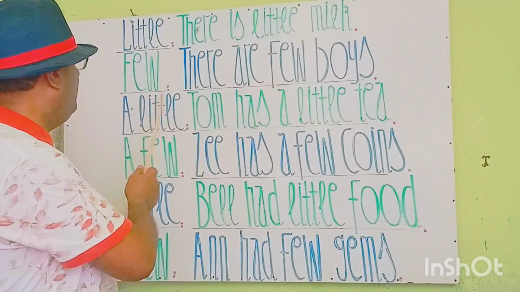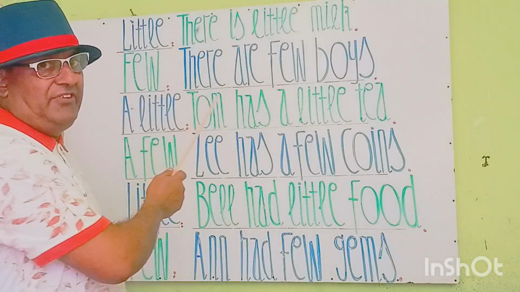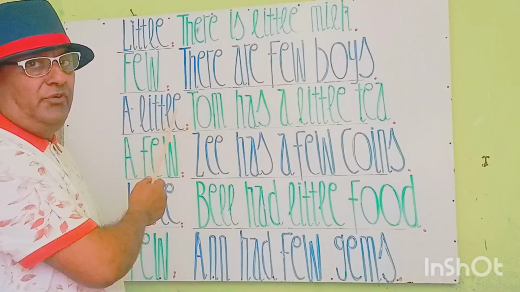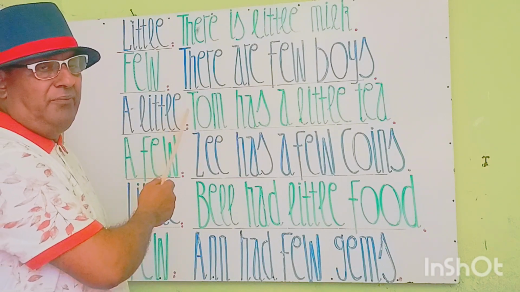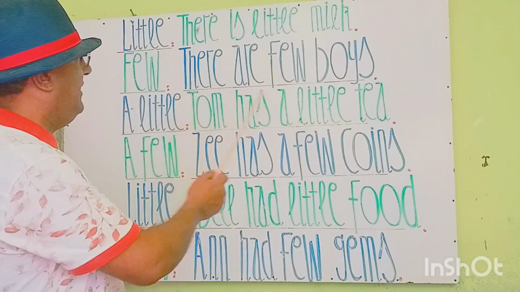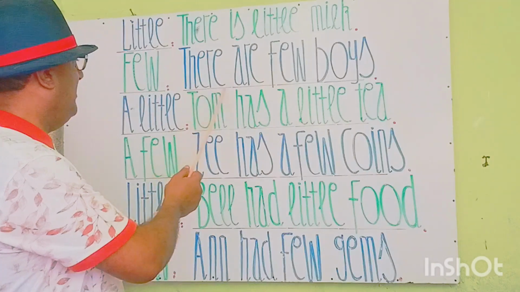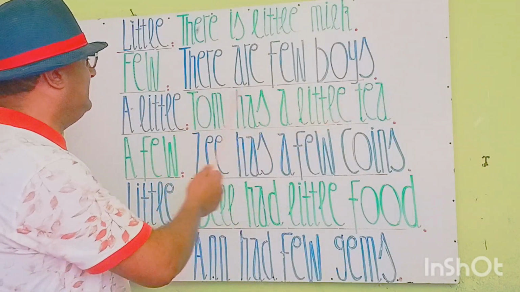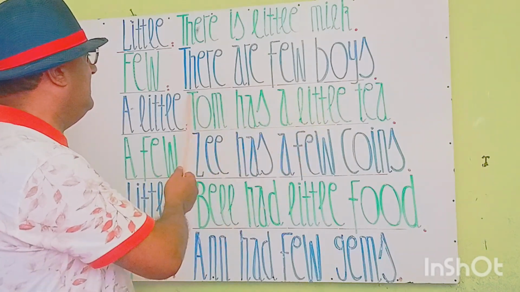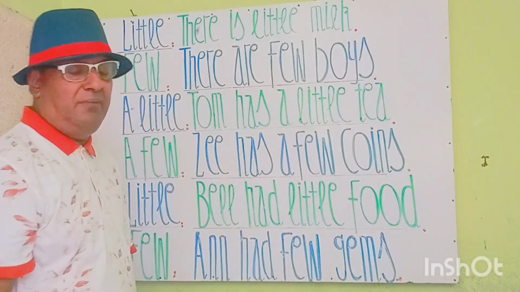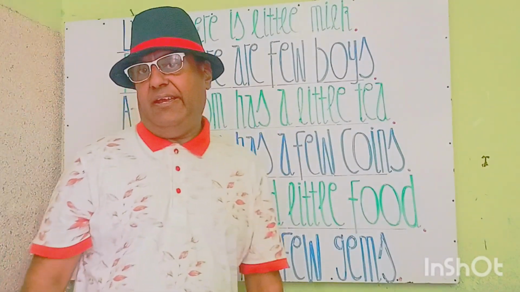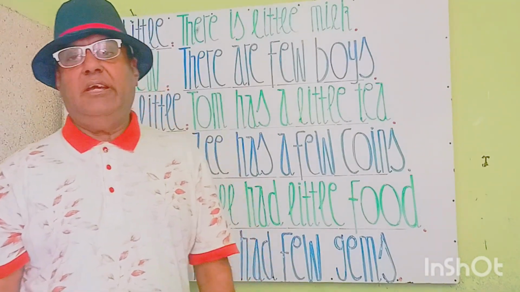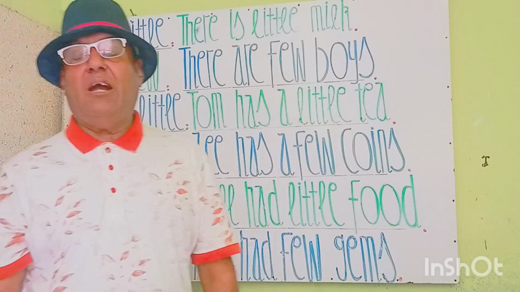Next we have few. Few represents the countable nouns. Few is added before the countable nouns. The statement here is, you can see, my students, there are few boys. There are few boys.